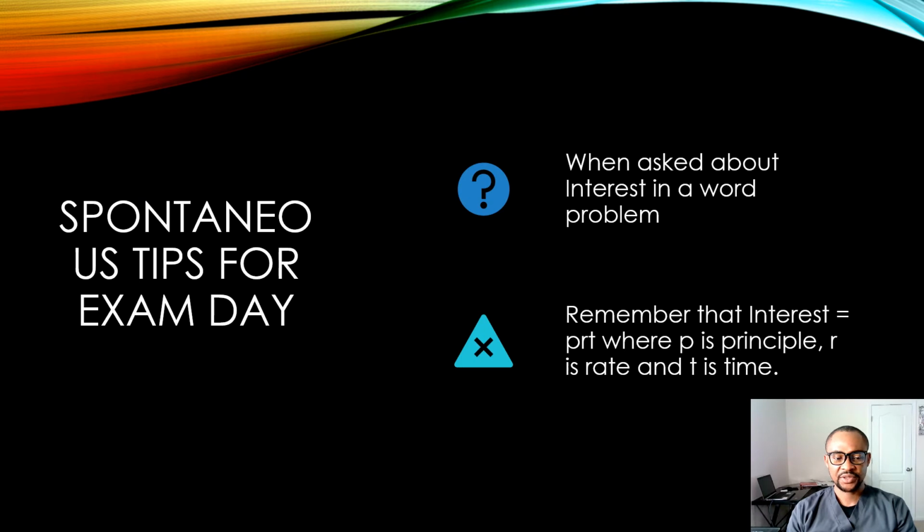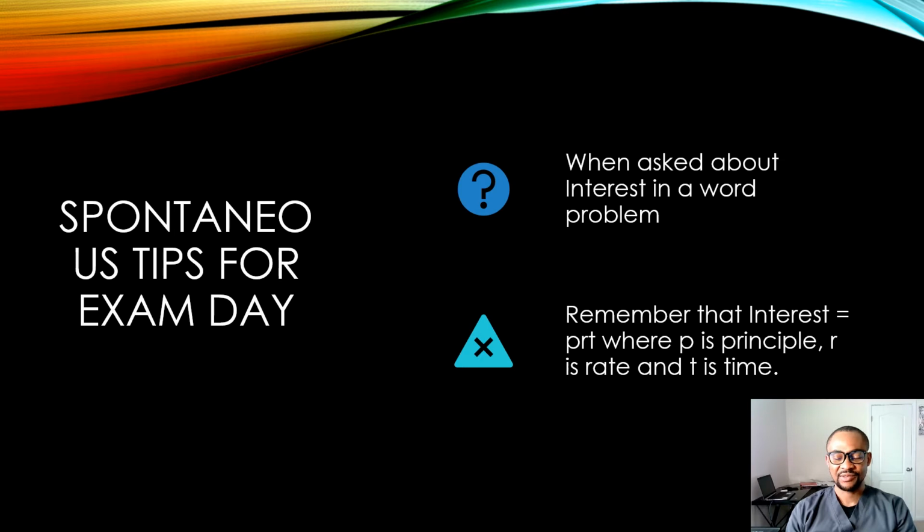Another spontaneous tip for your exam day has to do with when you are asked about interest in a word problem. Whenever you're asked about interest in a word problem, remember that interest is equal to principal times rate times time. So P stands for principal, R is rate, and T is time. However you're asked about the problem, if you know what each of these stands for, you can manipulate the question or the solution depending on what you're asked.